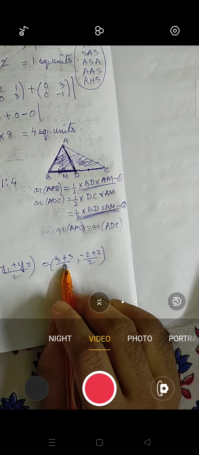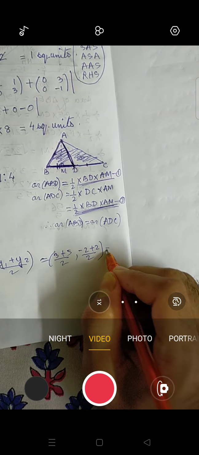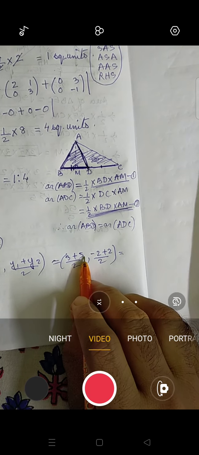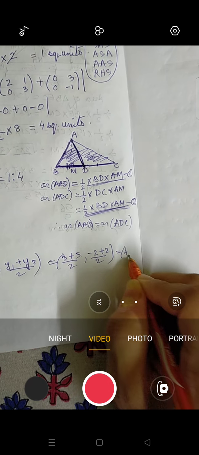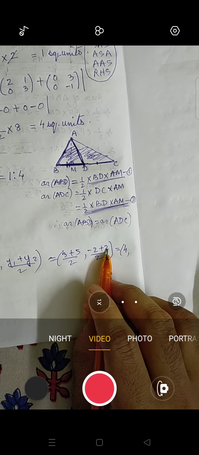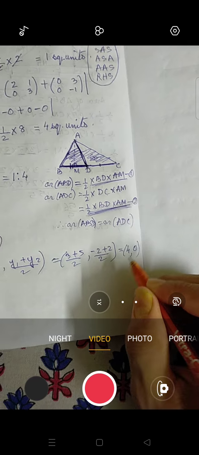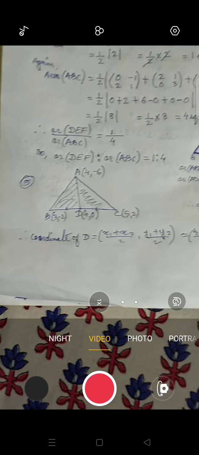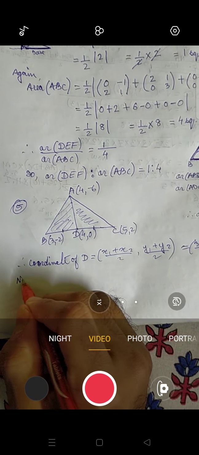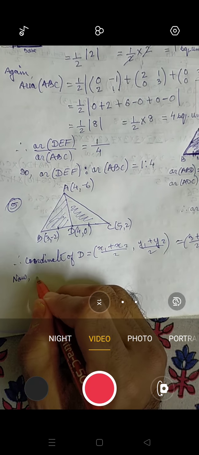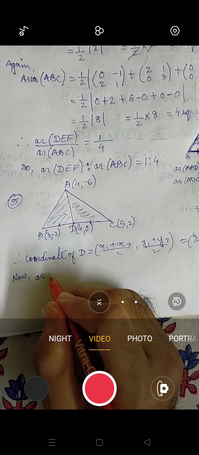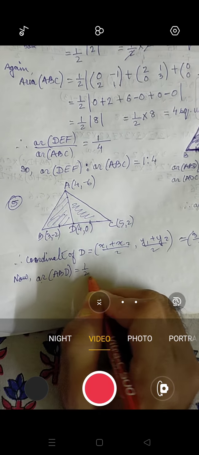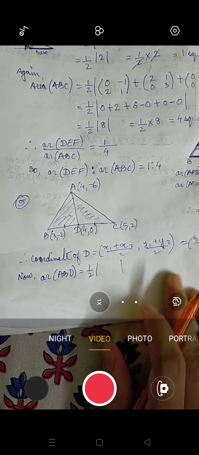When you solve this one, you will write in the next line: 3 plus 5 is 8, 8 by 2 is 4, comma, minus 2 plus 2 is 0, 0 by 2 is 0. So that is the coordinate of D. Is it clear? Now you will write area ABD equals half modulus. You know the formula, find your answer.